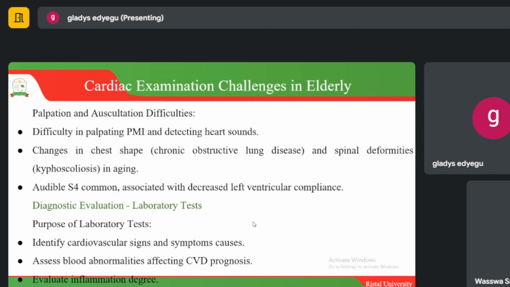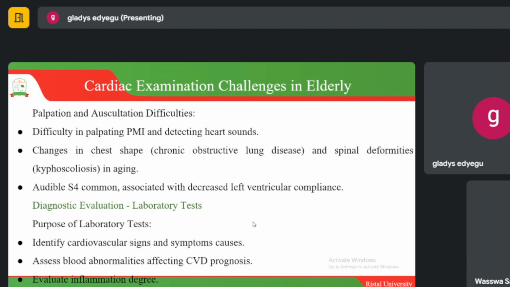Otherwise, you may not get the right information or the right assessment from these patients. So what is the purpose of laboratory tests? Why do we do this? We do this in order to identify the cardiovascular signs and symptoms and also the causes. We need this because it can help lead us to the right diagnosis. Then assess the blood abnormalities affecting the CVD prognosis.